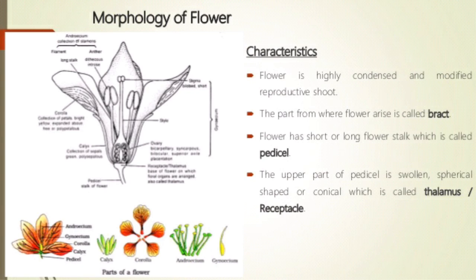Good morning, students. Today we'll start the morphology of flower. Flower is a highly condensed and modified reproductive shoot.